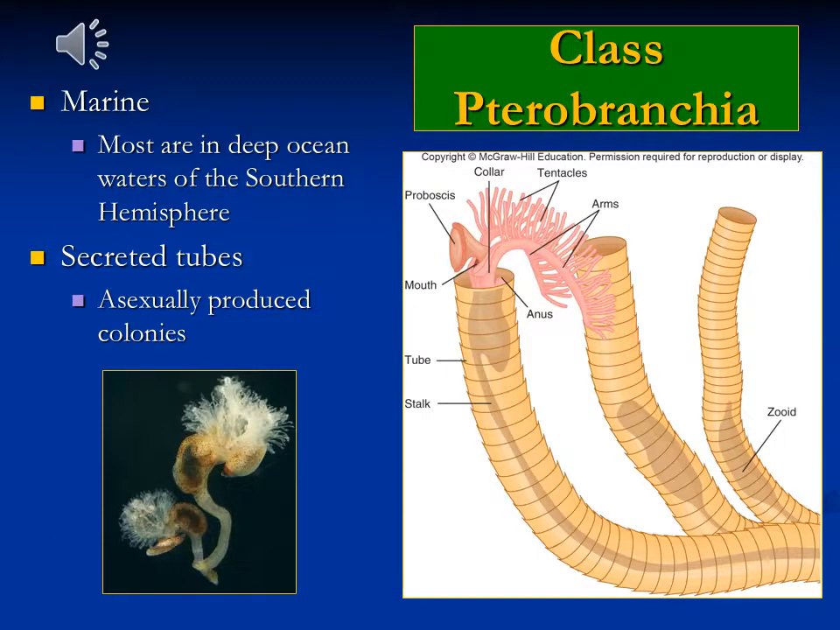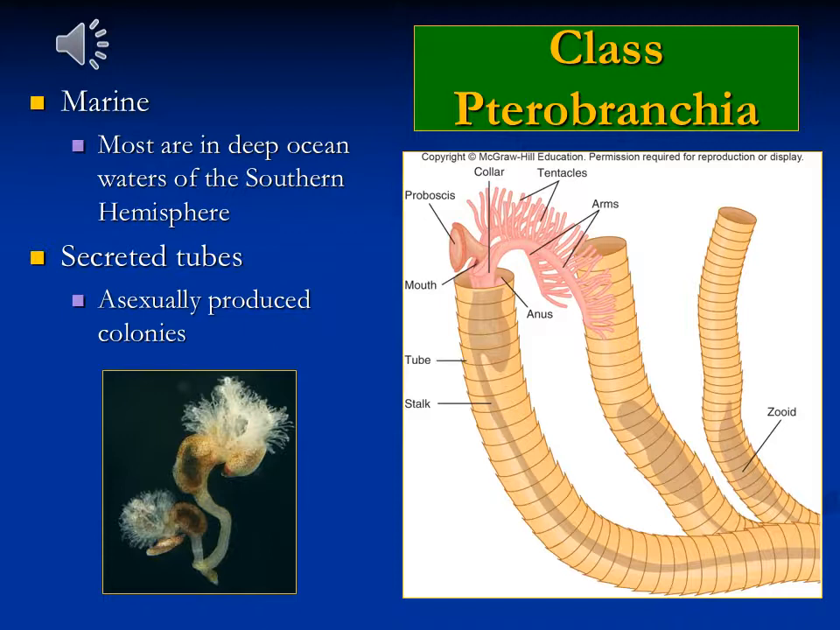The terebranchs are marine worms that live in deep ocean waters of the southern hemisphere. They live in these tubes that they secrete, and each individual in a tube is called a zooid. And you can see these elongated arms that bear tentacles, and they have a shield-like proboscis that they use to navigate inside the tubes.